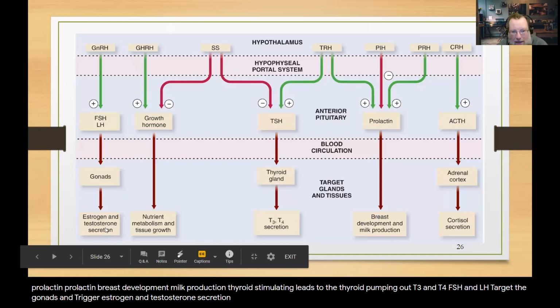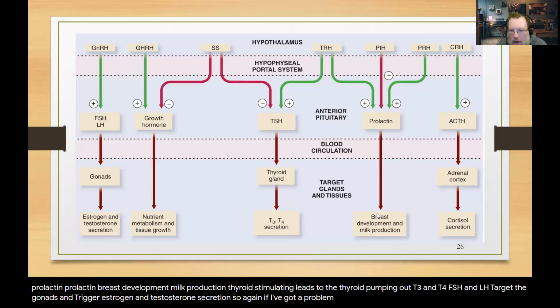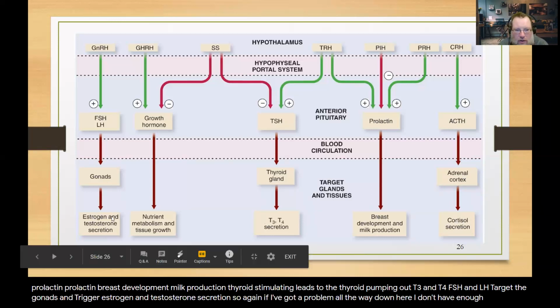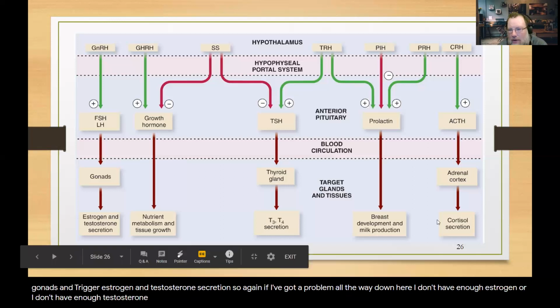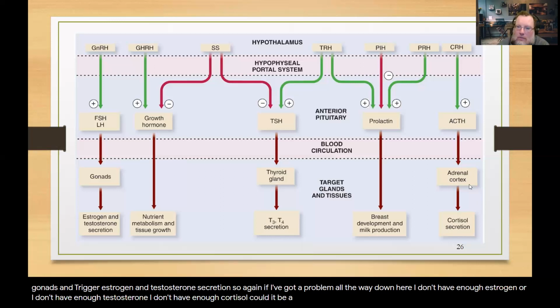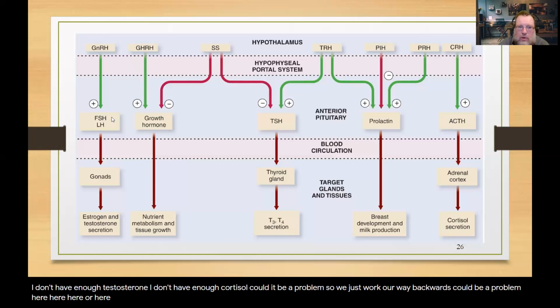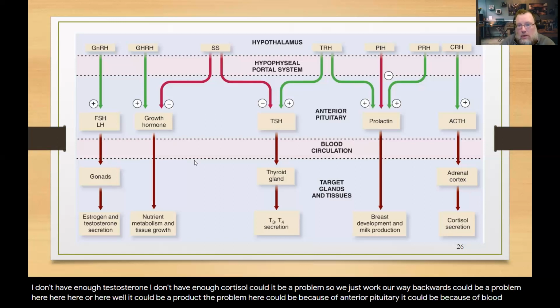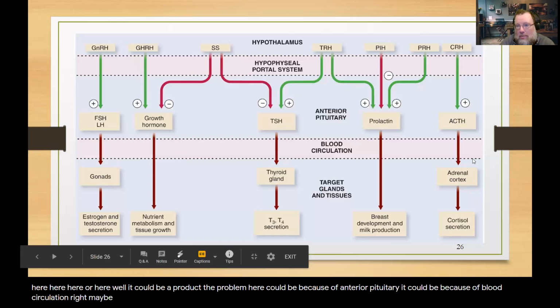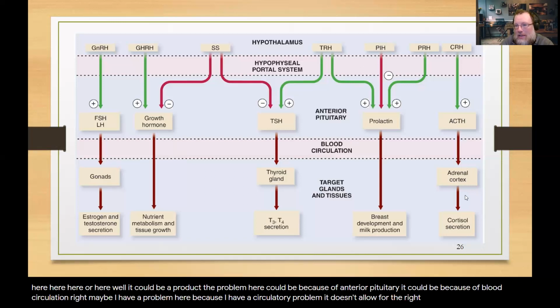So again, if I've got a problem all the way down here, I don't have enough estrogen, or I don't have enough testosterone, I don't have enough cortisol, could it be a problem? So we just work our way backwards. Could be a problem here, here, or here. Well, the problem could be because of the anterior pituitary. It could be because of blood circulation, right? Maybe I have a problem here because I have a circulatory problem that doesn't allow for the right amounts of ACTH to even get to the adrenal glands.